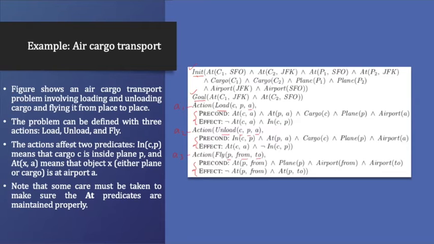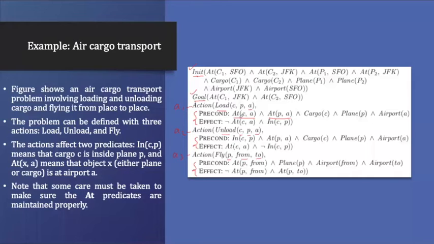The actions affect two predicates. In(C,P) means that the cargo C is inside P. What is the meaning of In(C,P)? It means the cargo is inside the plane. And what is the meaning of At(P,A)? The meaning of that is this plane P is at airport A. What is the meaning of At(C,A)? The meaning is the cargo is at a particular airport.